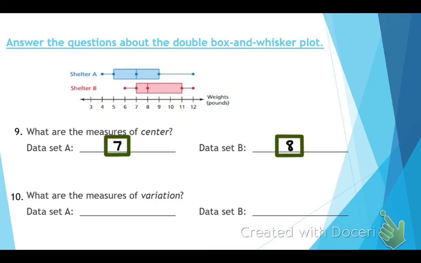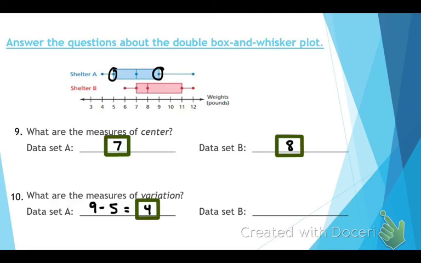Moving on to the measures of variation. What's another word for variation? The IQR, the interquartile range, okay? So we are focusing on the right side of the box minus the left side of the box, which is my upper quartile minus the lower quartile. So looking at data A, you should have, first off, found 9 minus what number? Minus 5. What is 9 minus 5? 4. So the variation for data set A would be 4.